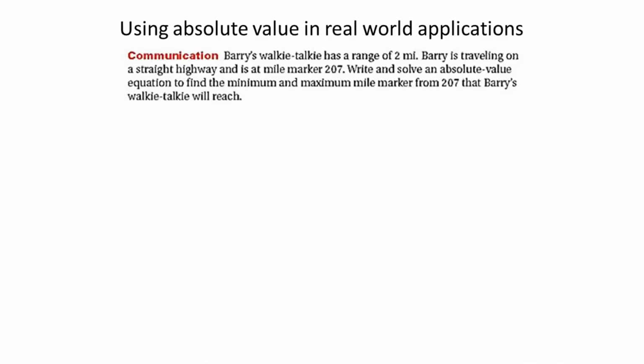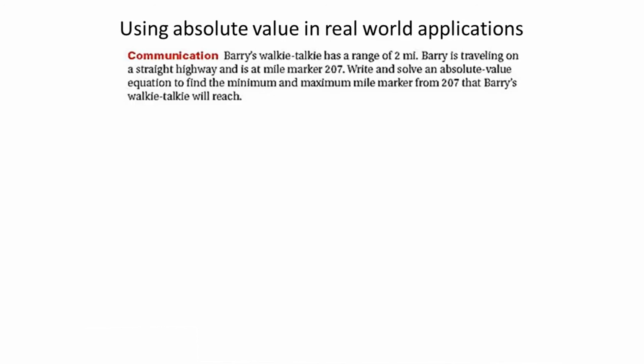Next, we have the communication application. Let me read the question for you. Barry's walkie-talkie has a range of 2 miles. Barry is traveling on a straight highway and is at mile marker 207. Write and solve the absolute value equation to find the minimum and maximum mile markers from 207 that Barry's walkie-talkie will reach.